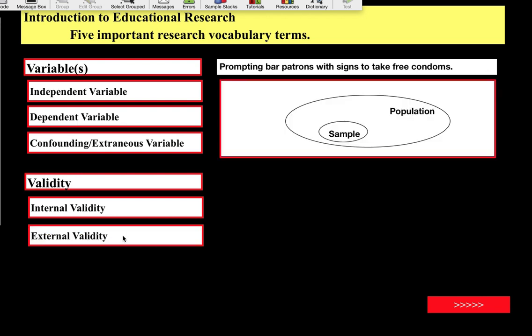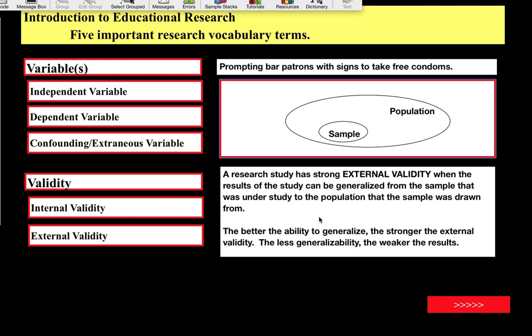Now, external validity is a little different. When researchers are conducting a research study, rarely do they have access to the entire population. So they take a sample of the population and they do the study on the sample. So let's say the entire population might be 10,000 and the researchers may randomly select 500. So there's 9,500 people that are not in the study.